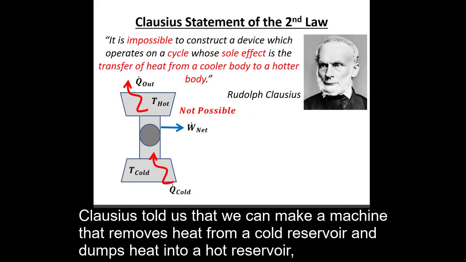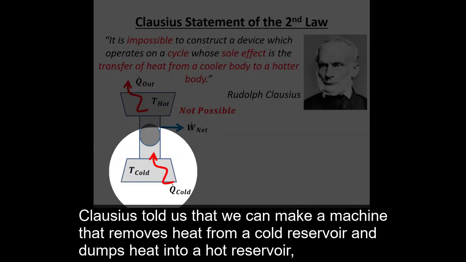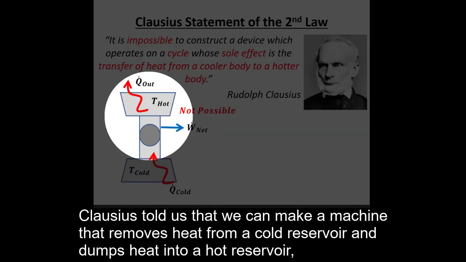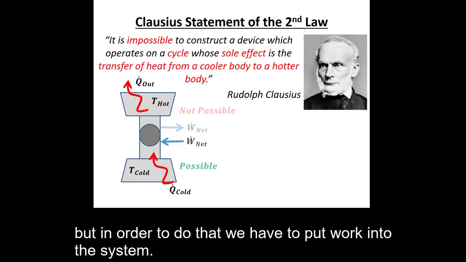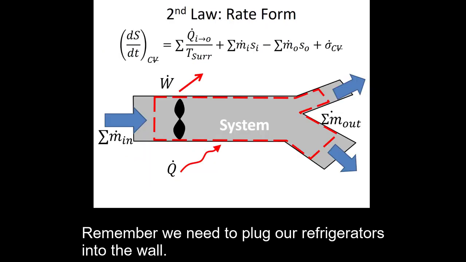Clausius told us that we can make a machine that removes heat from a cold reservoir and dumps heat into a hot reservoir. But in order to do that, we have to put work into the system. Remember, we need to plug our refrigerators into the wall.